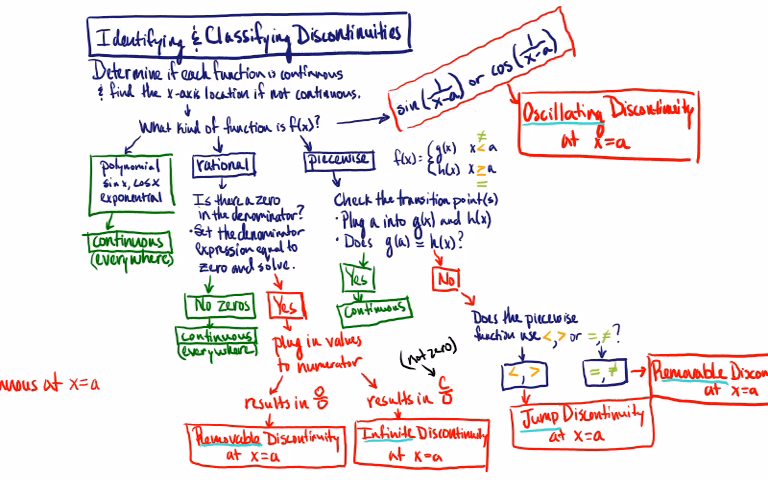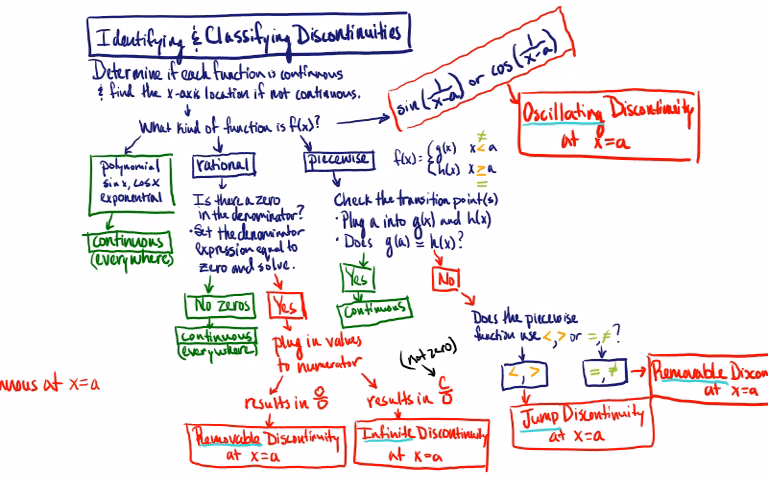And then last of all, the last one that we've worked with is if you have sine of 1 over x minus a. If it's one of these, then it's going to be an oscillating discontinuity at x equals a. And remember, the difference between this and sine and cosine here is that you have a variable in the denominator inside the sine and cosine. And so that's the difference.